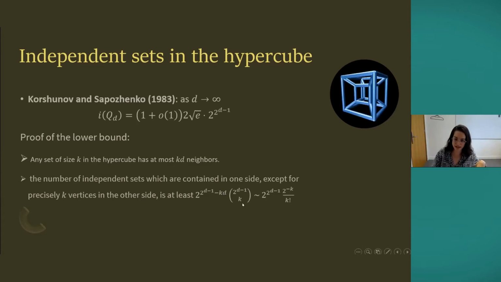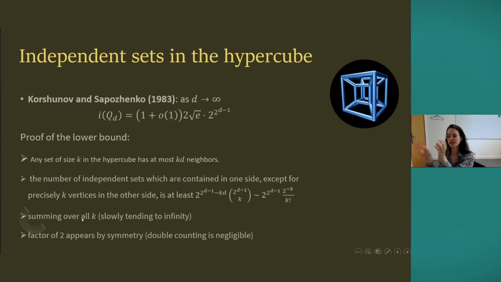This gives us this estimation, which is roughly like this, and summing over all k, this is where we get the square root of e here, and the 2 to the d. The 2 here is just because of symmetry, because we can take the smaller side to be on the even side and then on the odd side. So this is almost the proof. We just need to explain why we don't have a lot of double counting here. But this is roughly the proof of the lower bound, and the upper bound is much more involved.